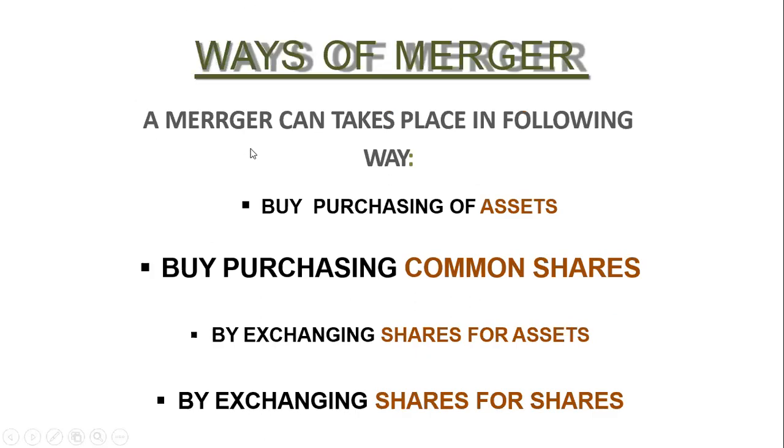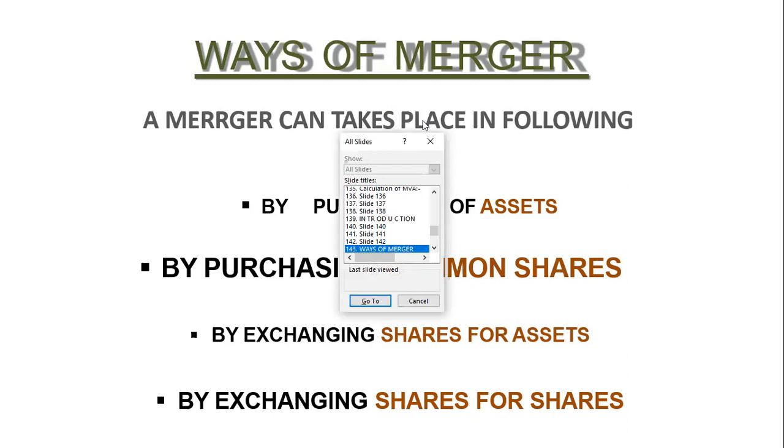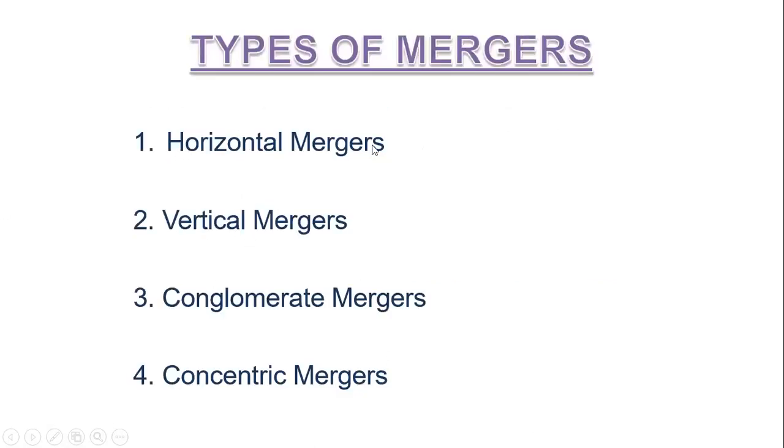Ways of merger. Merger can take place in the following ways: by purchasing assets of the target company, by purchasing common shares from the stock market, by exchanging shares for assets, by exchanging shares for shares. These are the ways of merger. Types of mergers: horizontal merger, vertical merger, conglomerate merger, and concentric merger.